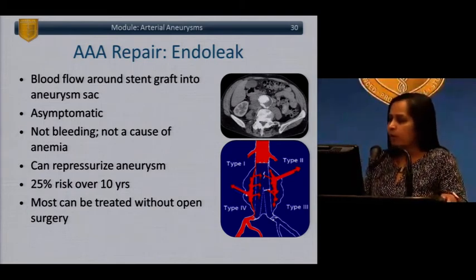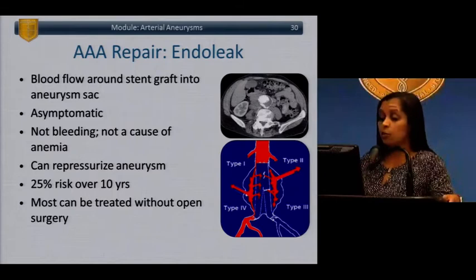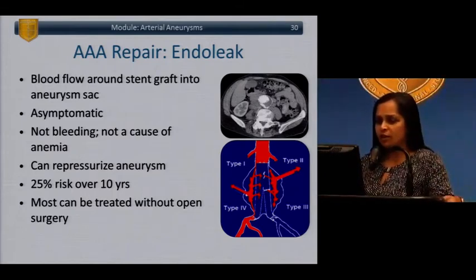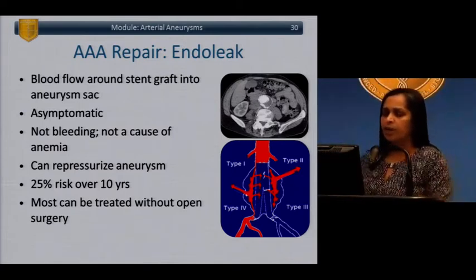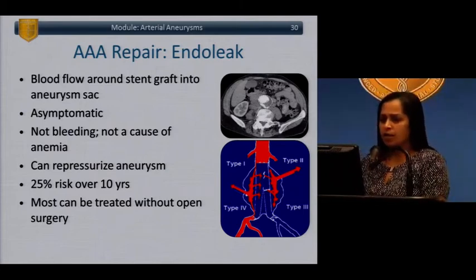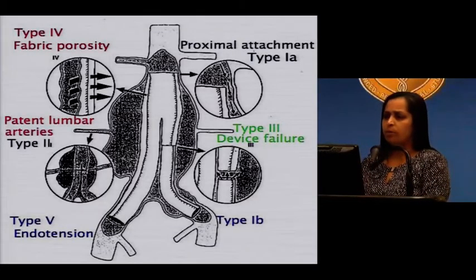And if the aneurysm gets repressurized, there is some risk that aneurysm can still rupture. There's probably a 1 in 4, 1 in 5 chance of an endoleak occurring over 10 years follow-up of an endovascular aneurysm repair. And most of these endoleaks can be treated with minimally invasive procedures as well.